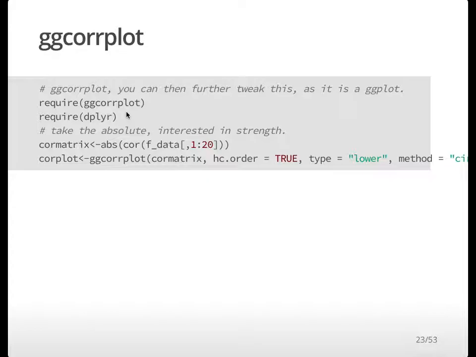And we take the absolutes because we're only interested in the strength of the associations, not the direction. That's the abs there. Then we take this object cor matrix, change the order, and we wanted just the lower column. Then we can do a method as well, which is not fully printed there, but you can see it in the .rmd.